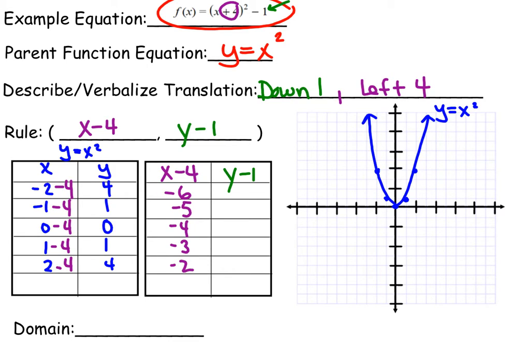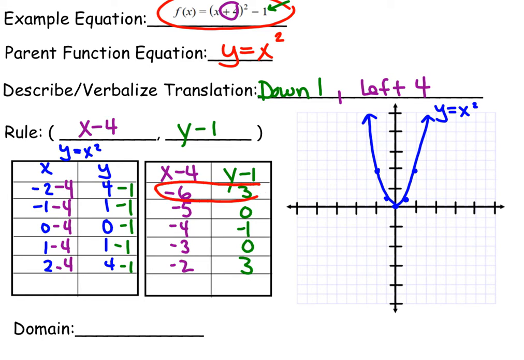All right, now on our y's, we're going to subtract 1 to push our entire function down 1 unit. So 4 minus 1 is 3. 1 minus 1 is 0. 0 minus 1 is negative 1. 1 minus 1 is 0. 4 minus 1 is 3. Now we're going to go ahead and graph these ordered pairs.